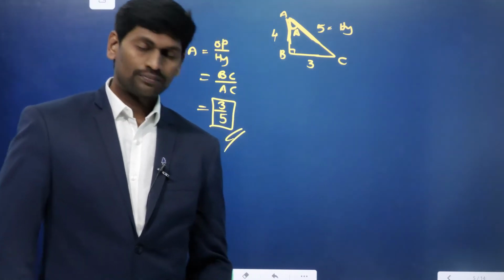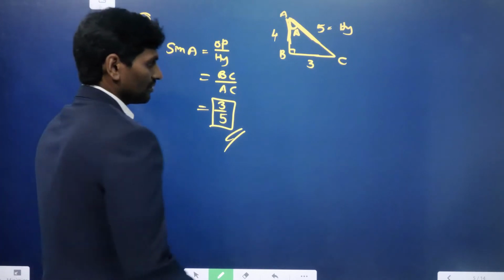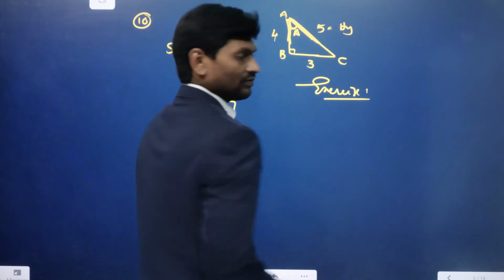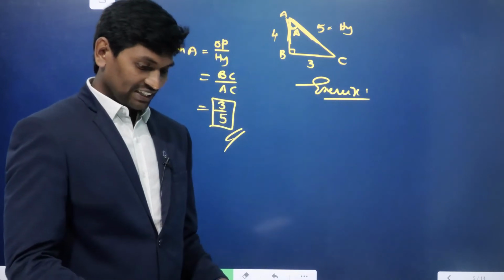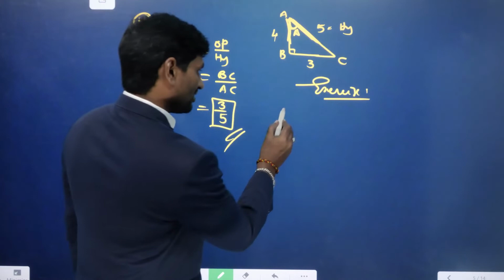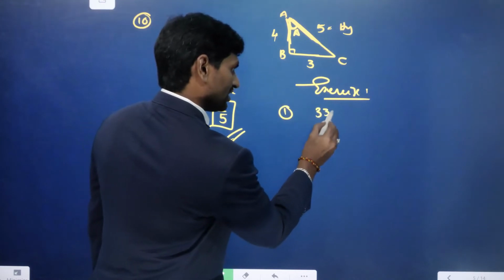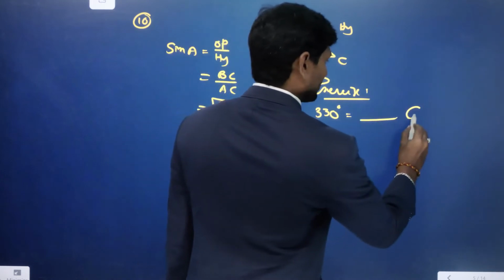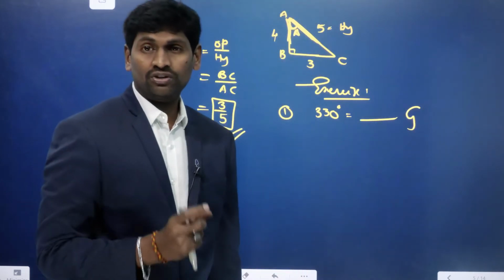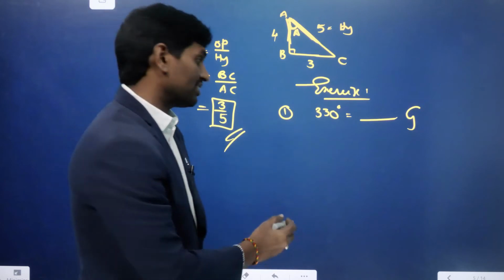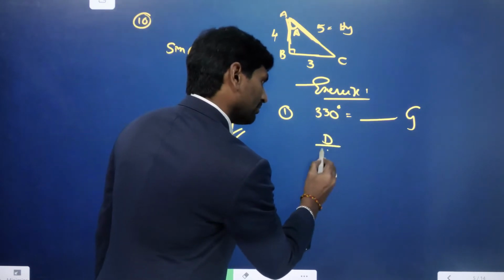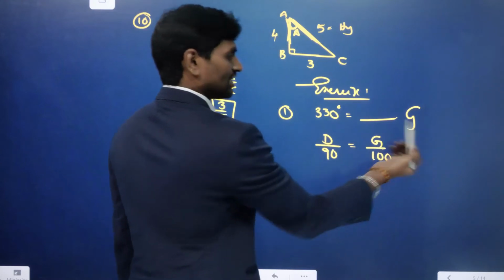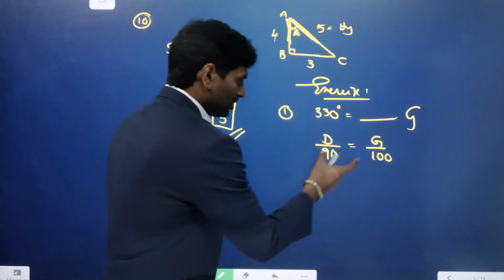Now we are going to exercise 1. What is the first problem? 330 degrees equals dash grades. First question, 330 degrees to dash grades. We need to use the relation between degrees and grades. We know the condition, degree by 90 equals grade by 100 equals radian by pi by 2. We want only these two.